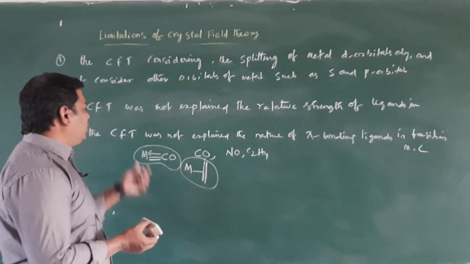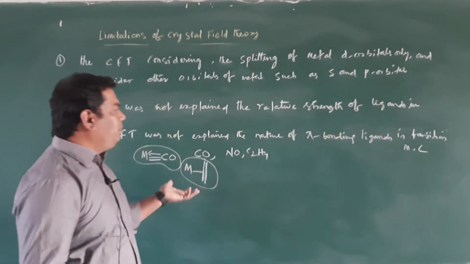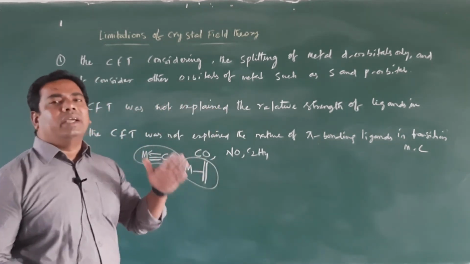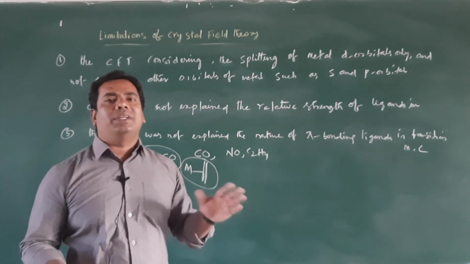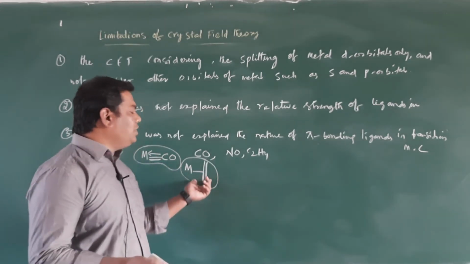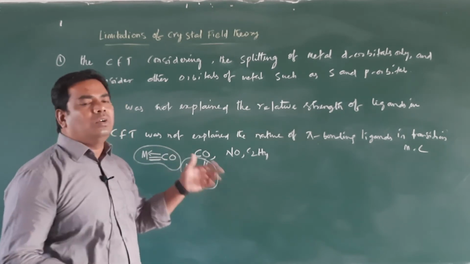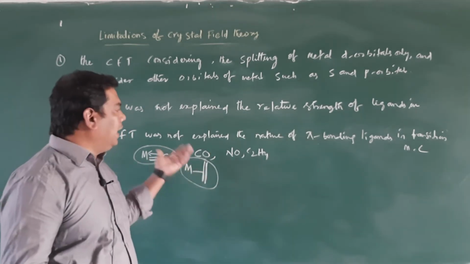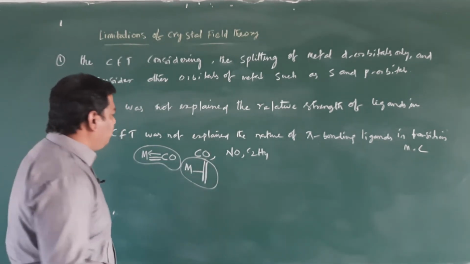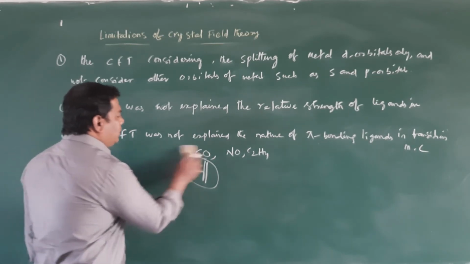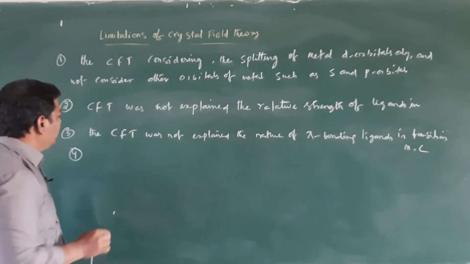Okay, clear, student? Crystal field theory did not explain the nature of pi bonding ligands, because it mainly focuses on the metal-ligand interaction being 100% ionic in nature. It cannot consider what happens if a pi bond or double bond is present. So there is no idea about the nature of double bonded ligands with the metal atom. So this is another demerit of crystal field theory. Okay, clear, student? Right. Then we will move to another demerit.